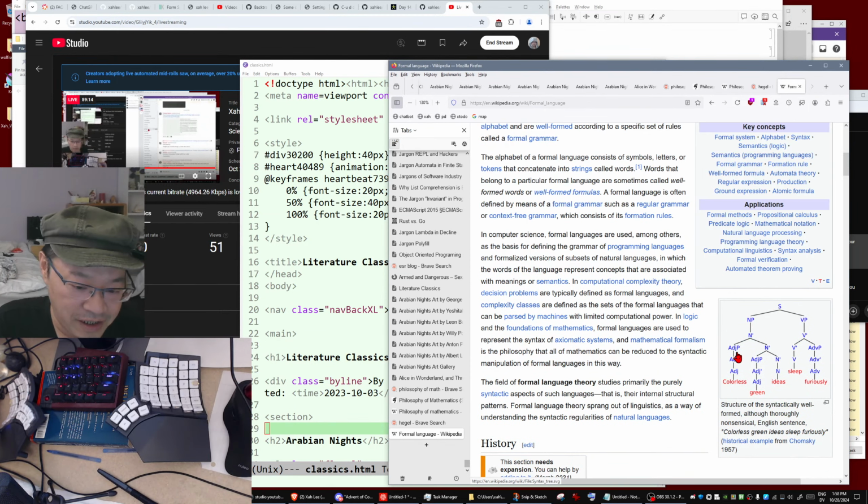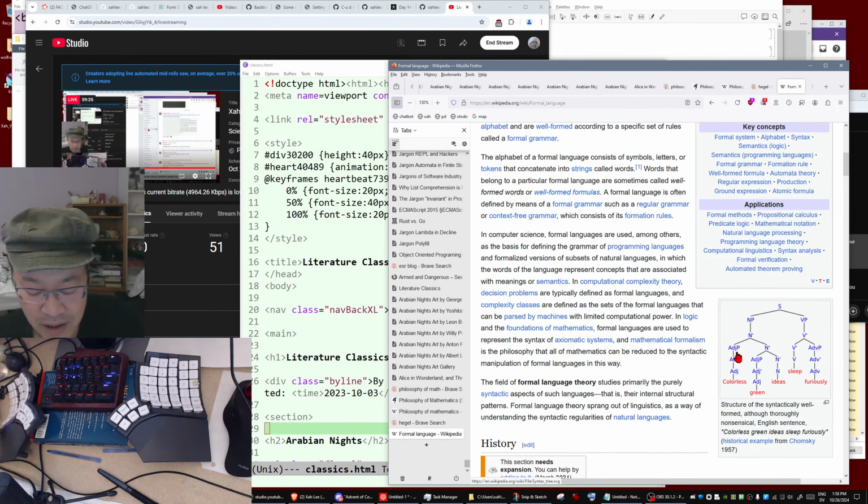So formal language is the theory of formalism. Okay, formalism is the school of mathematics, Hilbert's philosophy of mathematics, which says that all math is just meaningless symbols.